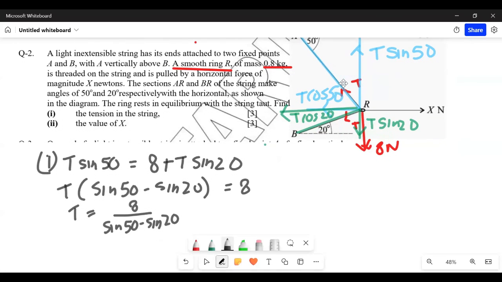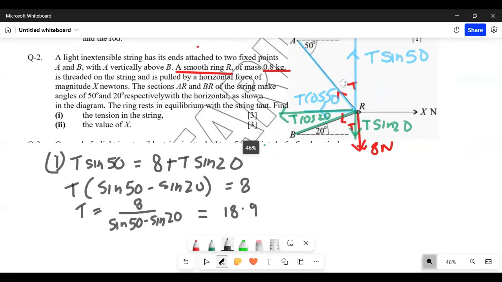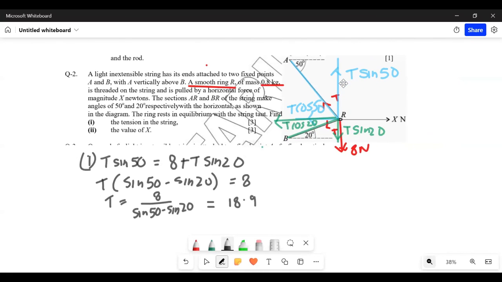Which is equal to 18.9 newtons after rounding. The unrounded value is 18.8668. So that's 18.9.